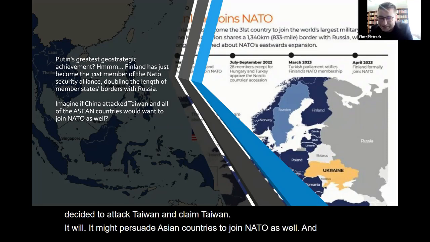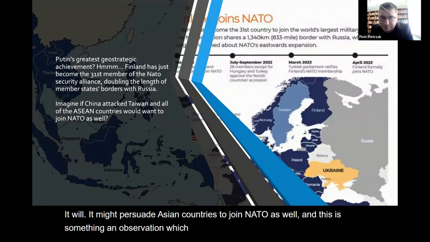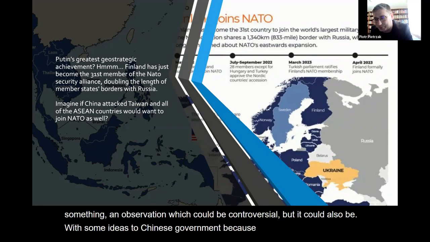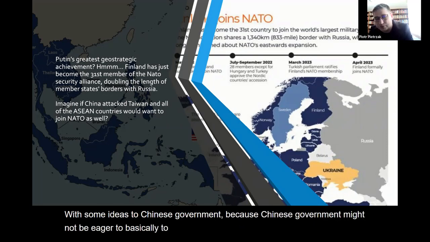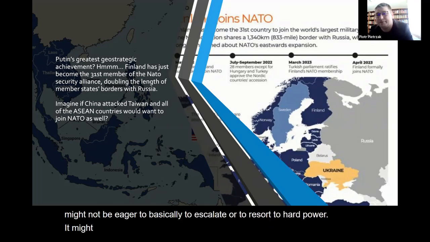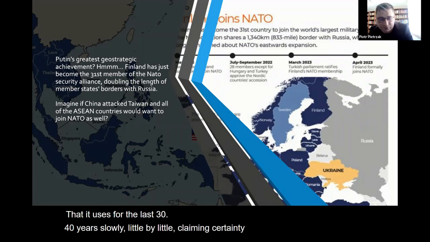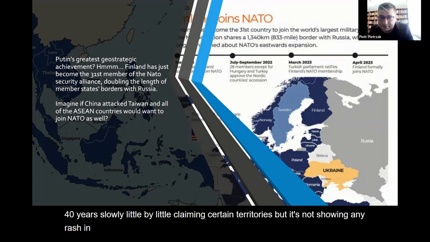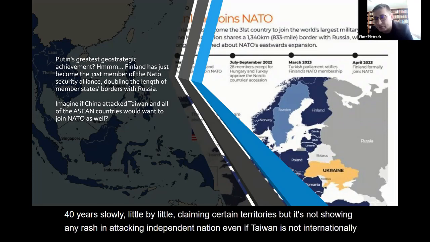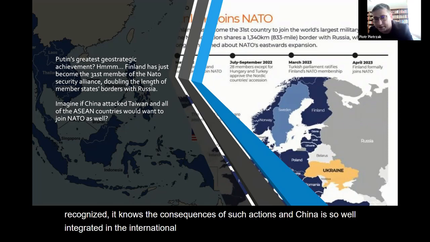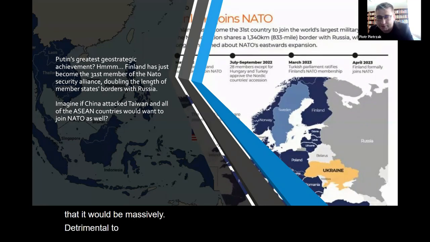This is an observation which could be controversial, but it could also give some ideas to the Chinese government, because the Chinese government might not be eager to escalate or to resort to hard power. It might just use the same strategy that it has used for the last 30, 40 years, slowly, little by little, claiming certain territories, but it is not showing any rush in attacking an independent nation. Even if Taiwan is not internationally recognized, it knows the consequences of such actions. And China is so well integrated in the international economy and international monetary system that it would be massively detrimental to China to try such an attempt.